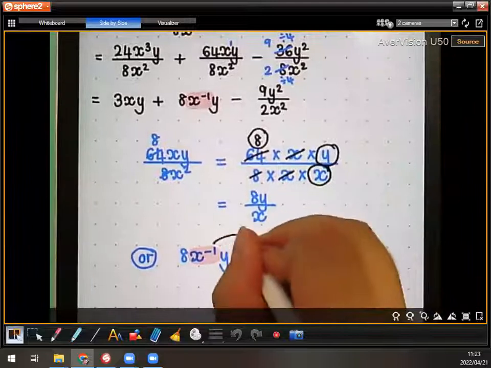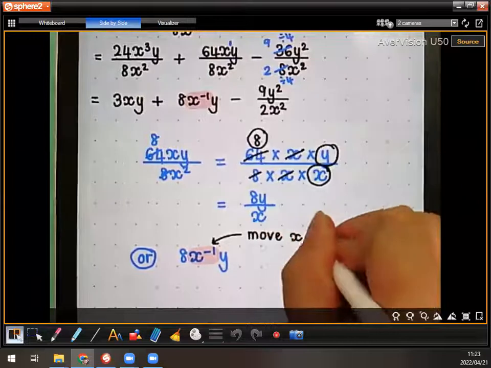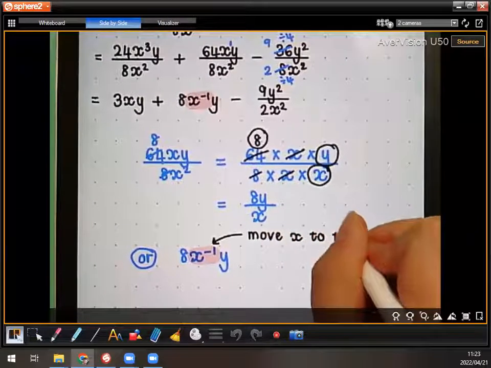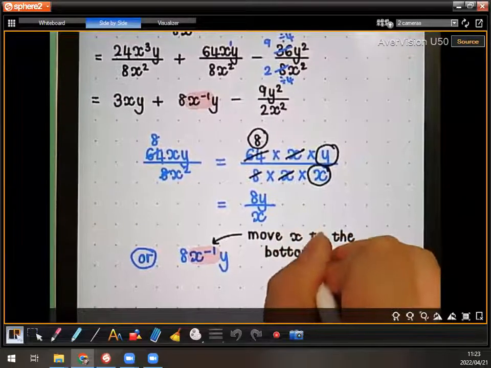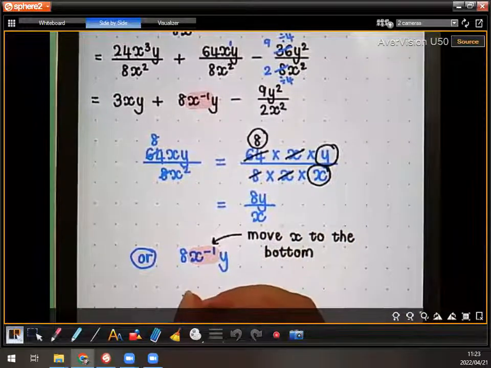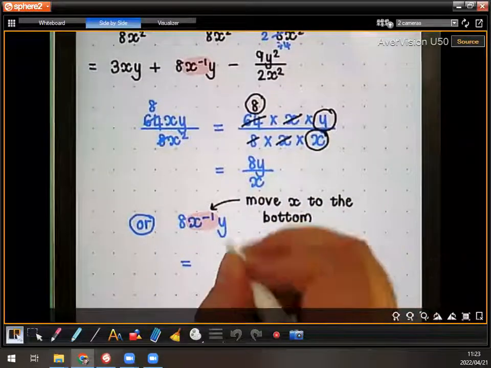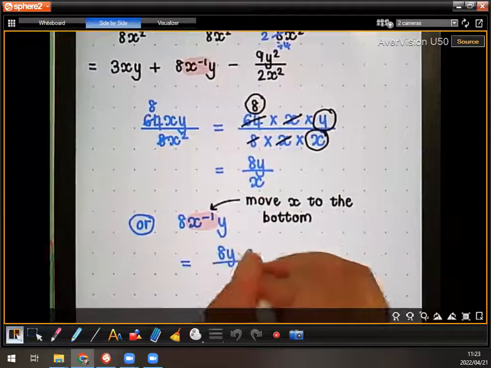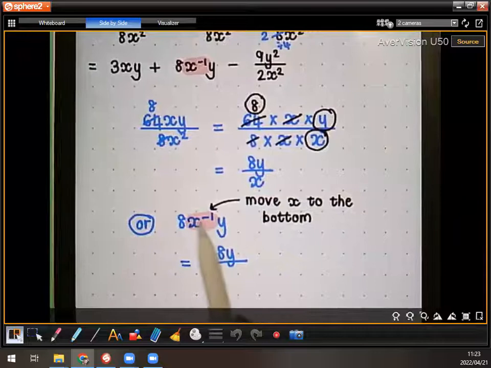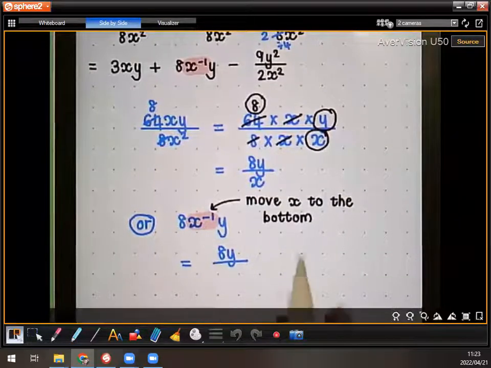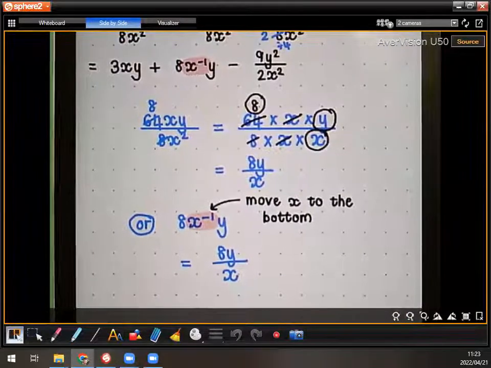Okay, so here I'll just make a little note. Move x to the bottom. So this is actually going to become the same thing, right? It's the same answer here. The 8 and the y are going to stay at the top because they don't have negative exponents. I'm not going to move them. The x to the negative 1, I am going to move to the bottom, and the exponent is just going to be positive 1. You don't have to write.